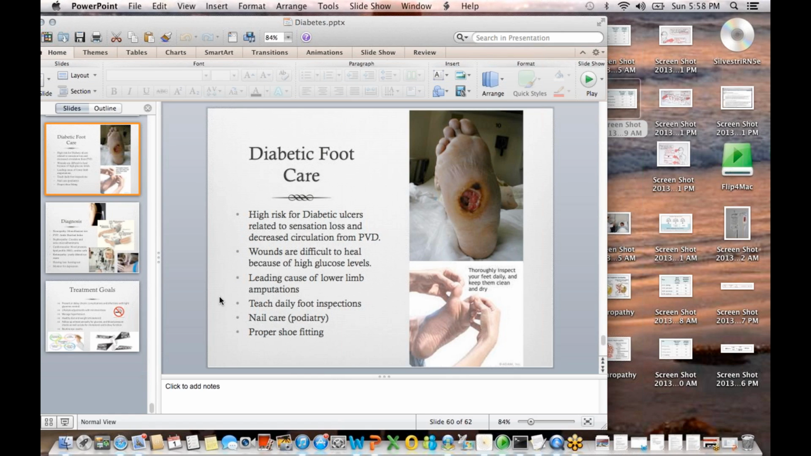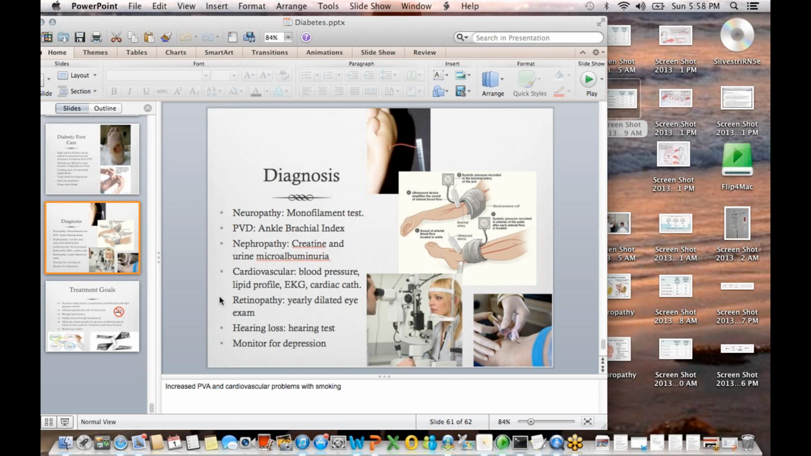Foot care is important. They need to be checking their feet. We talked about high risk for ulcers because they have decreased circulation and PVD. They can't feel anything down there, so they have a long time healing, especially with chronic hyperglycemia. They don't heal their wounds very well, so they're at highest risk for lower limb amputations because of chronic complications of diabetes. We talked about nail care and podiatry, proper fitting shoes. Again, those are all teaching points for your patients with diabetes.